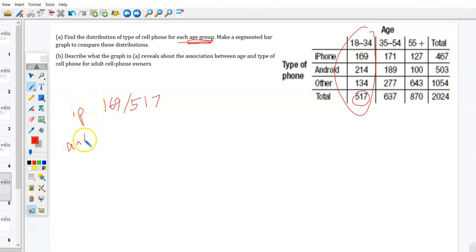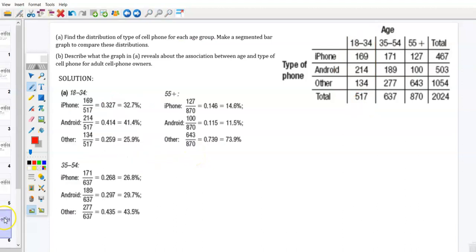Android would be 214 divided by 517. And then the other is 134 divided by 517. Again, those should add up to 100%. Not going to do the rest, but if you did it for each age category, it would look something like this. That's all your data.